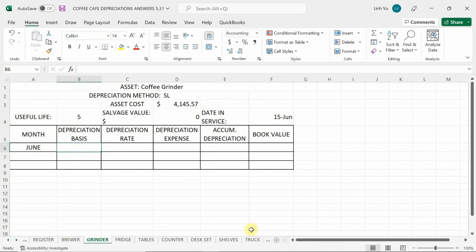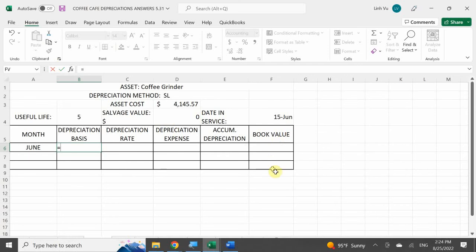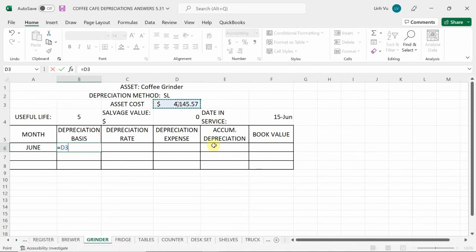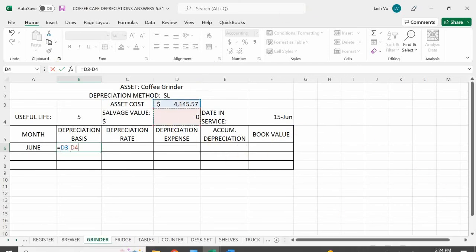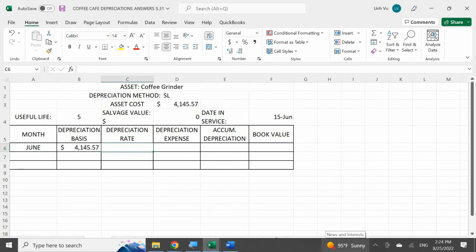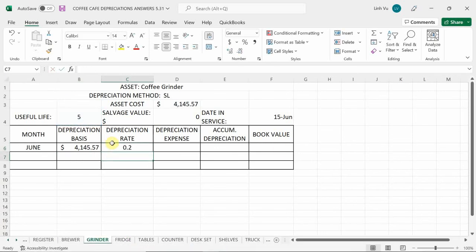So in this case, it's a straight line. So what's my depreciation basis? The asset cost minus salvage, which is the asset cost itself. And then what's the rate here? 20%. 1 divided by 5 is 20%. So what's my total depreciation expense for the month of June?